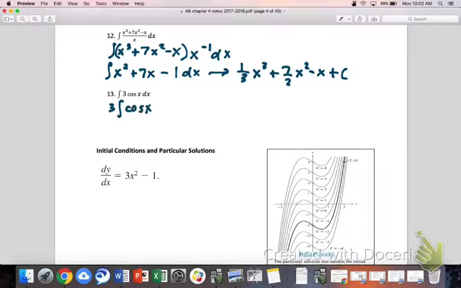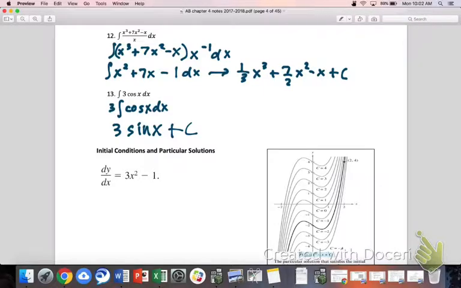Did you guys all take the 3 out? Okay, you take the 3 out because it's a constant multiple. You can do that. And then it comes down to this. What is the antiderivative of cosine? It's positive, right? Yes. So it's 3, positive 3, sine of x plus c. The sine and cosine plus minus thing just flips around for antiderivatives versus derivatives. I hope that makes sense. You guys have any questions on that one?